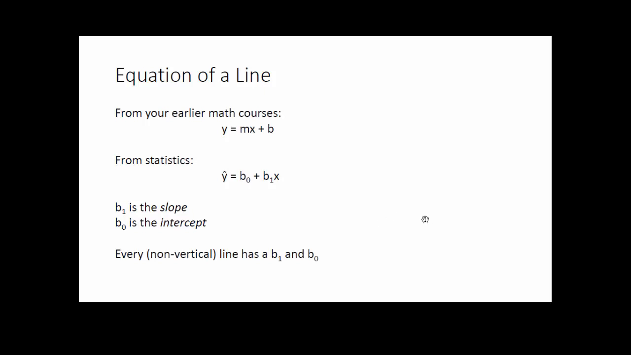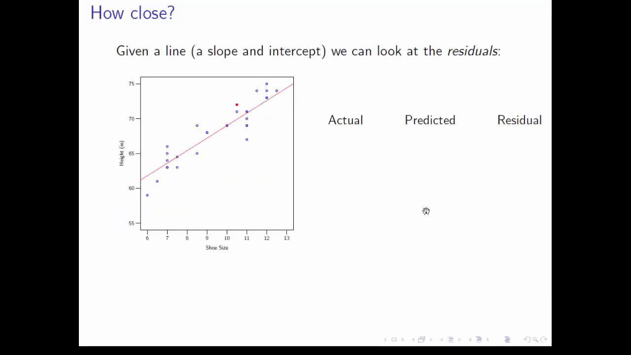So, getting back to the question, what is best? What I can do is say, well, that line is supposed to make good predictions of people's heights, and I have some people here, these data points that actually I have heights recorded for and shoe sizes. So I can look at what statisticians call residuals.